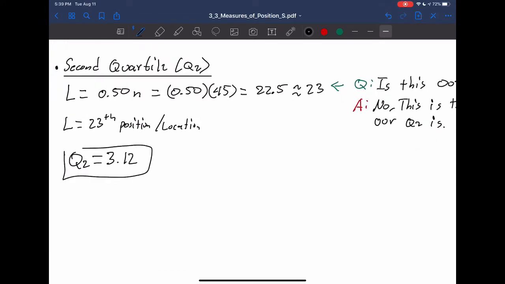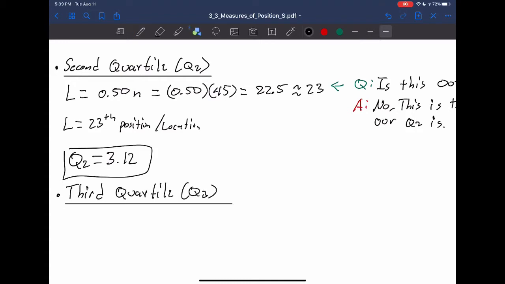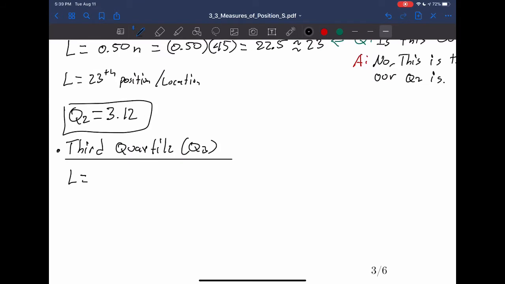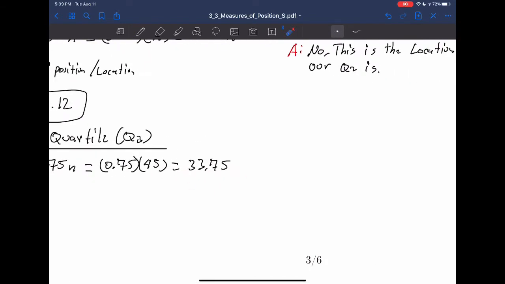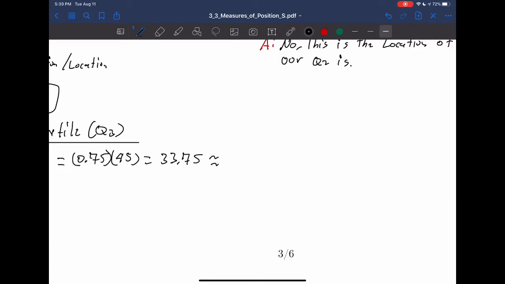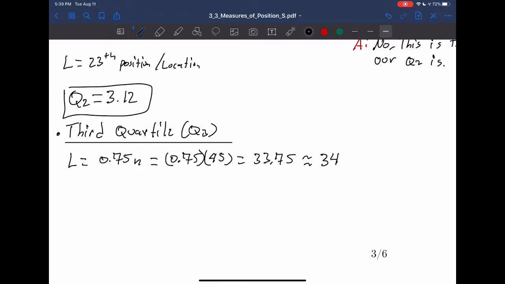Finally, we want to compute the third quartile, or our Q3. So again, we want to compute this L, which is 0.75 times your N, which gives you 33.75. But again, we want to round up to our nearest whole number. Similarly, this is not our third quartile value. This is the position or location of where our third quartile is.